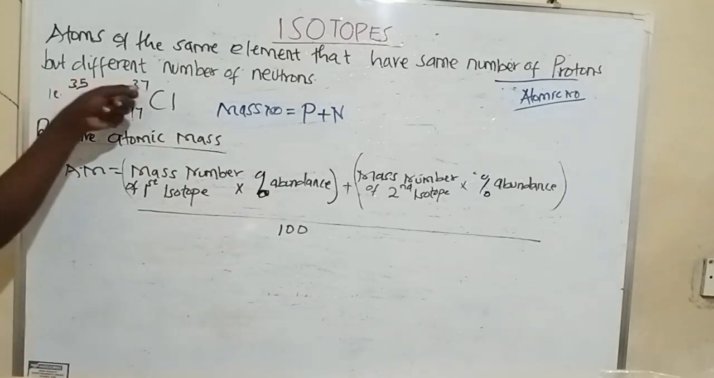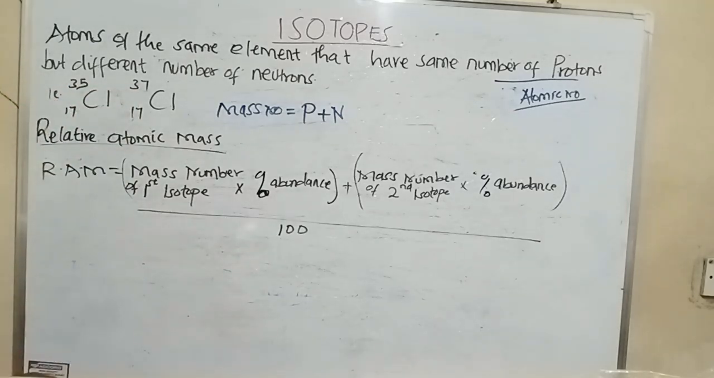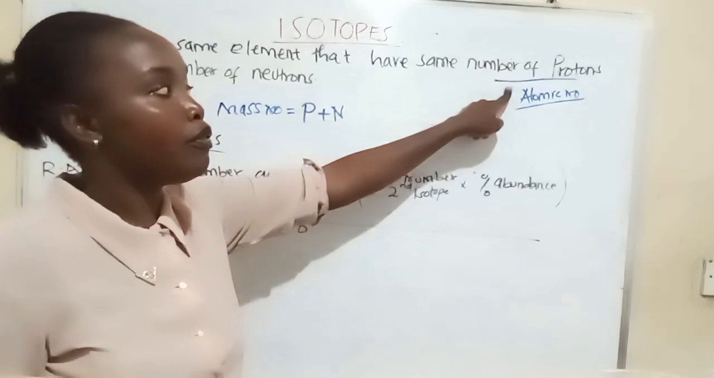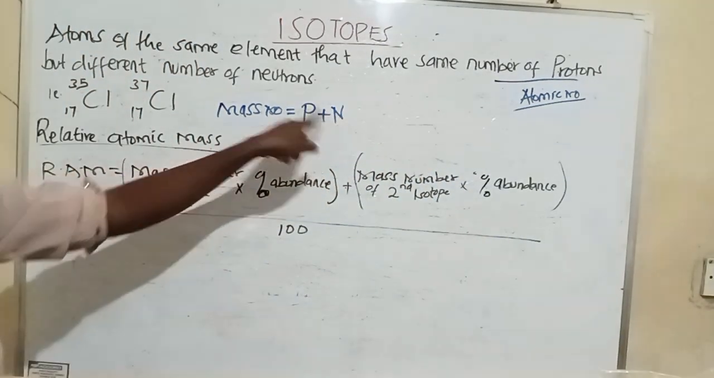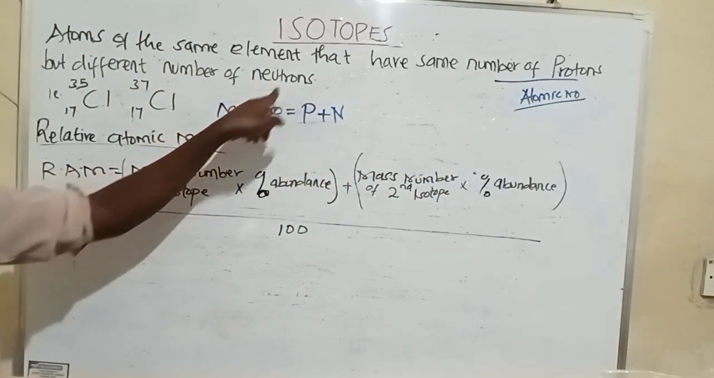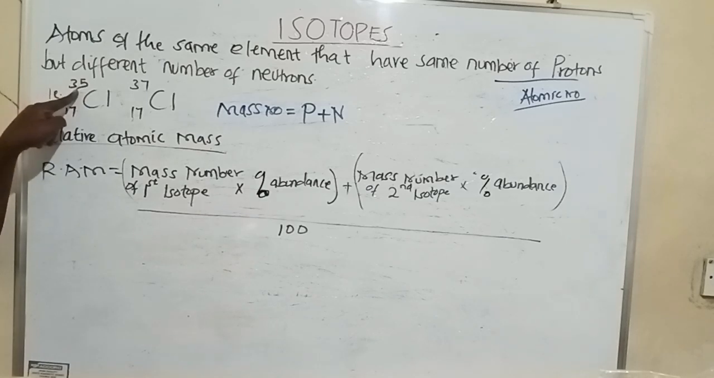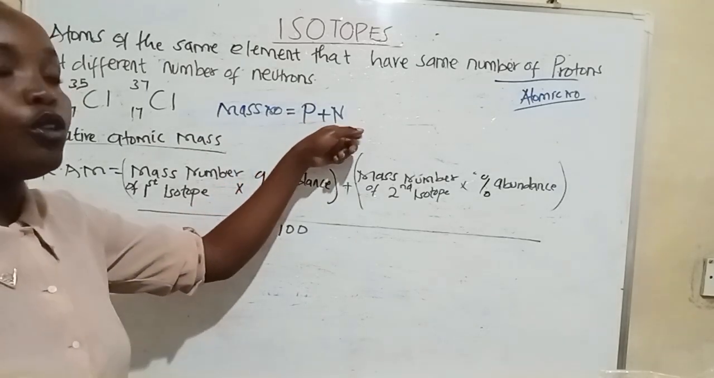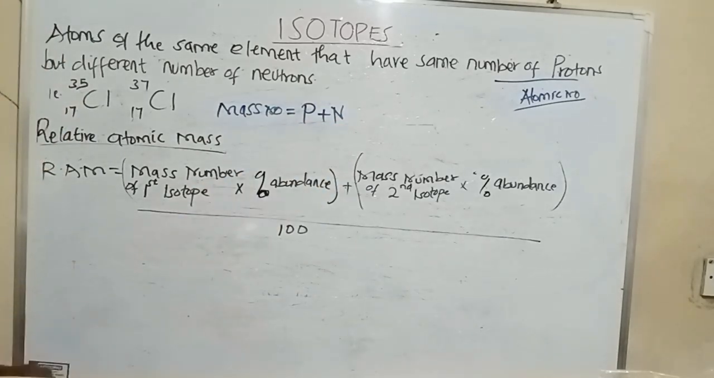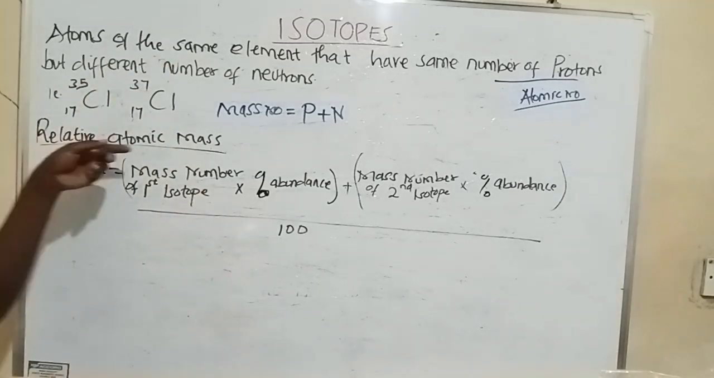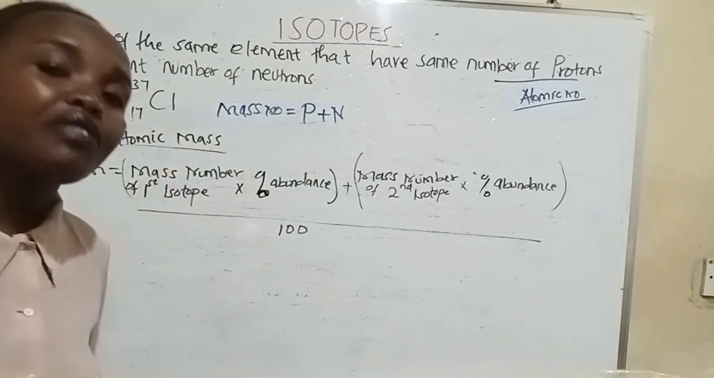So why do they have different masses? This is because they have the same number of protons but a different number of neutrons. We said that to get the mass number, you add the protons and neutrons in your atom. Now, when you talk about isotopes, you talk about the relative atomic mass.